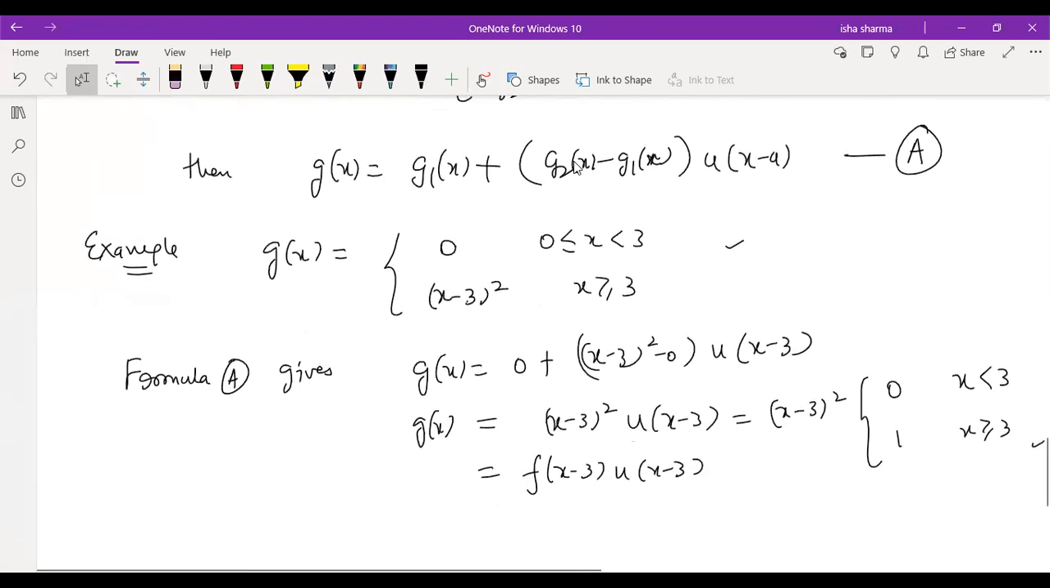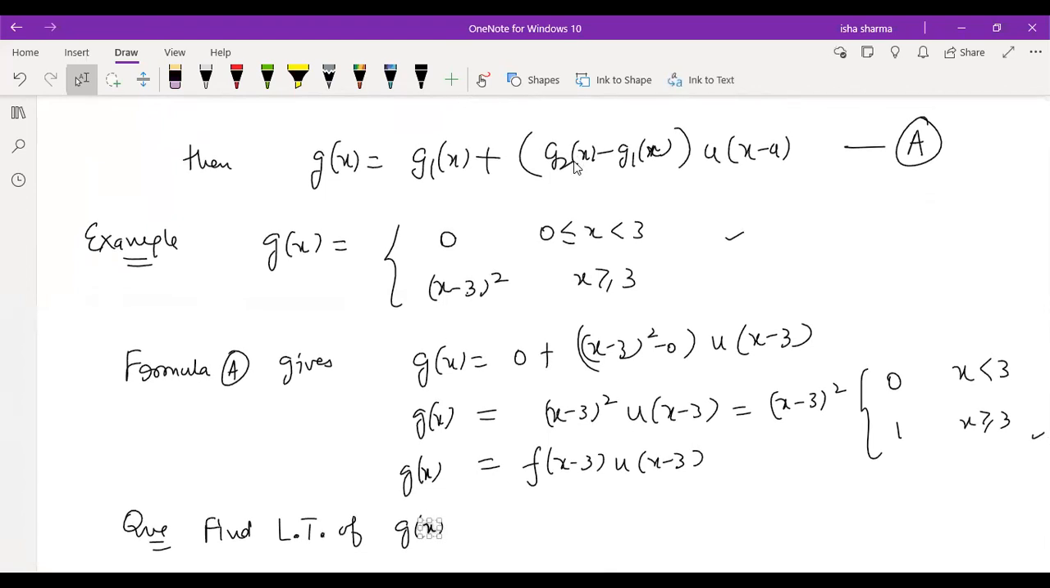So let me proceed using this formula for this question. Like we have now expressed it in this form g(x), and suppose our question was find the Laplace transform of g(x), where this is how g(x) is defined to us. Then now I have expressed, just a minute.